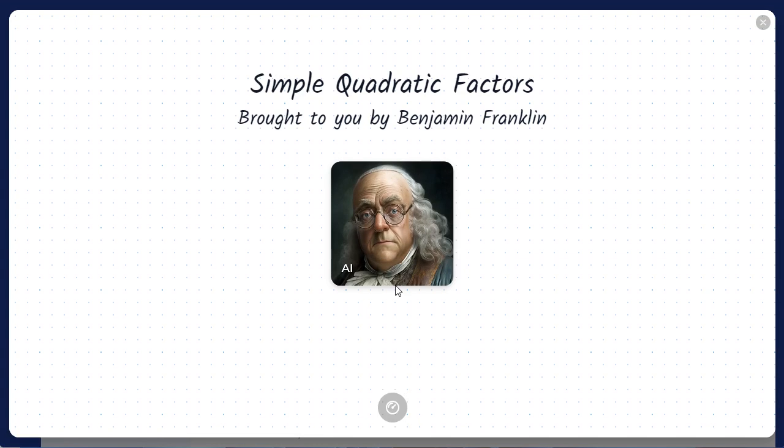Hello learners! I am Benjamin Franklin, your guide today on our journey to understand the concept of irreducible quadratic expressions and their application in partial fraction decomposition. We will be exploring this concept and applying it to solve an integral. I promise this will be a fun and engaging journey, so buckle up.